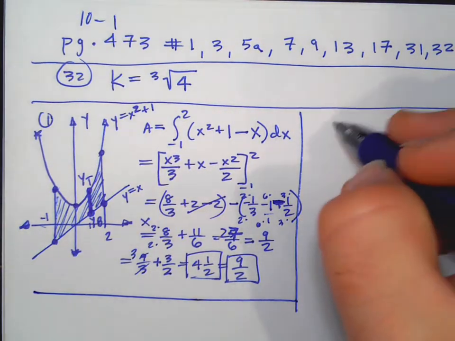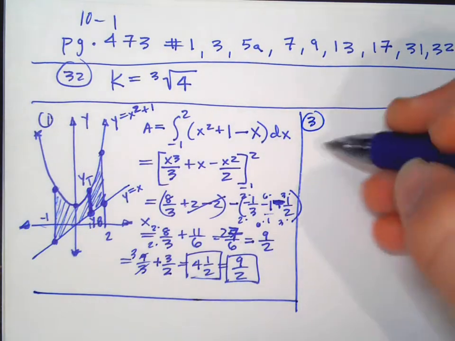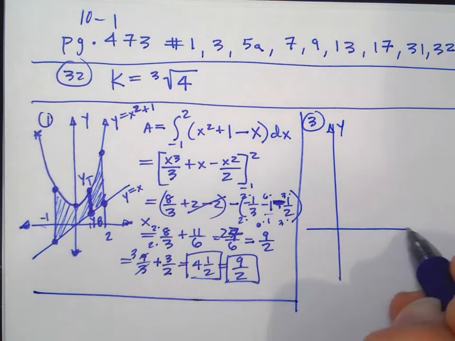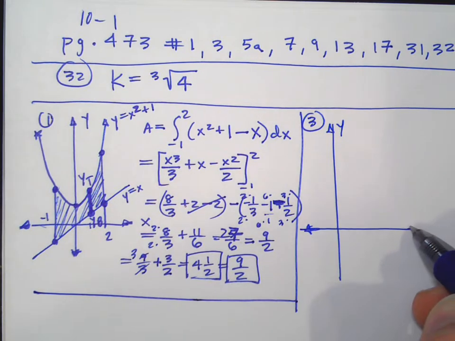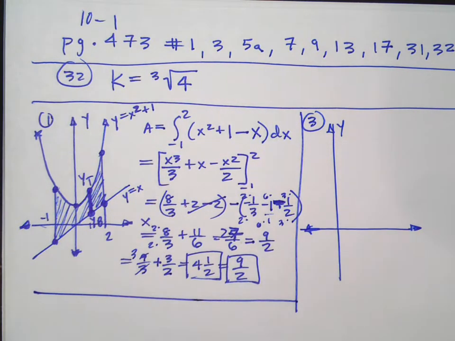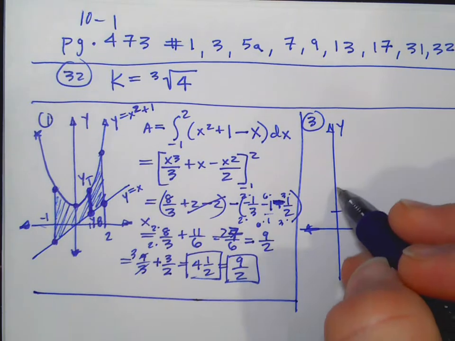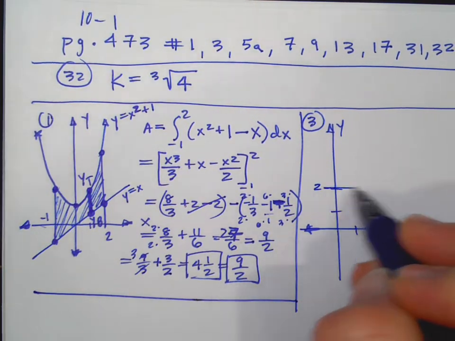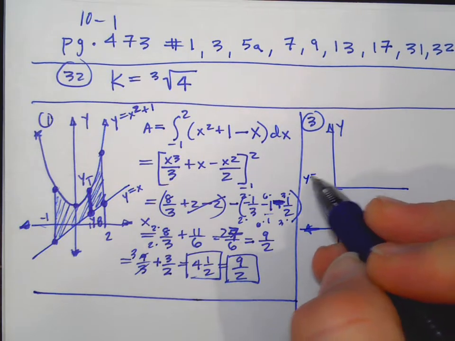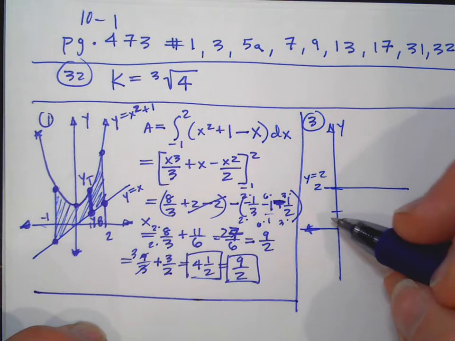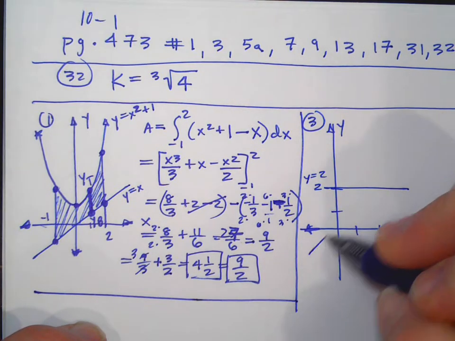Number 3. The picture looks like this. I'm going to quick sketch. And so we have, let's see. Looks like we have a horizontal line, y equals 2. And then we have y equals x.